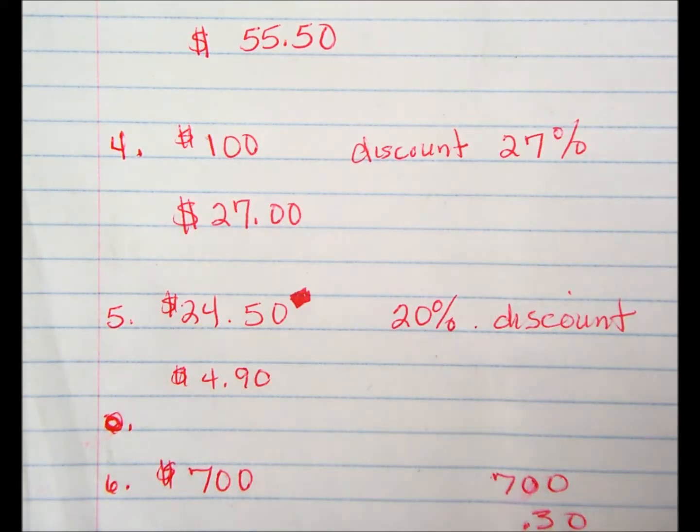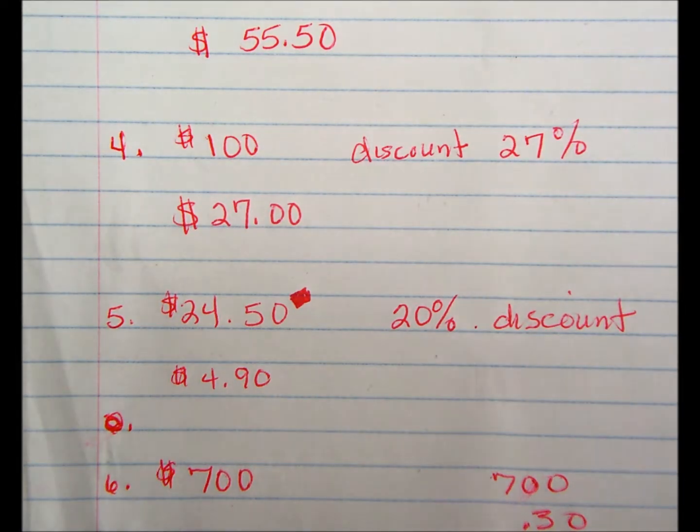Okay, so for 4, 5, and 6, they are doing discount. Number 4 I did in my head because percentage is based on 100. So if they were going to do 27% of $100, it would be $27. And number 5, they did 20% of $24.50. So I multiplied that times 20%, or 20 hundredths, and got $4.90 as my discount. And for number 6, they wanted 30% of $700, so that was a $210 discount.